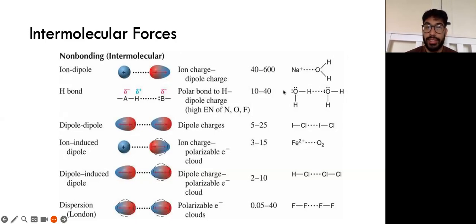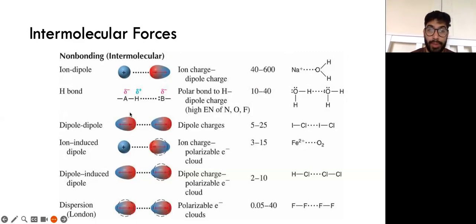You have your ion-dipole. This is an ion with another dipole charge. So like sodium plus is an ion. Water has that dipole too. It can also form these intermolecular forces, intermolecular kind of bonding.